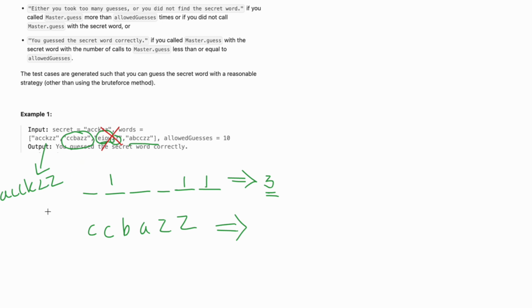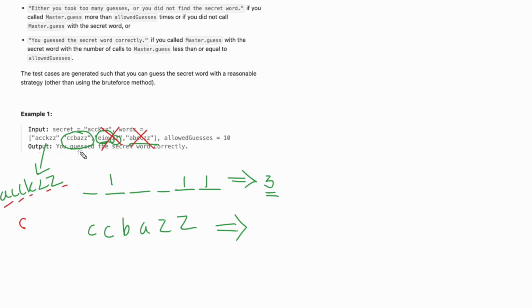So we'll check against this one, and we are matching at ZZ, and any other place no. So we remove this word as well. Now we only have this word left. Now we make a master guess, and we know it will return us 6 because all the places are matching. And once we get 6, we can stop our loop because there is no point in going further.